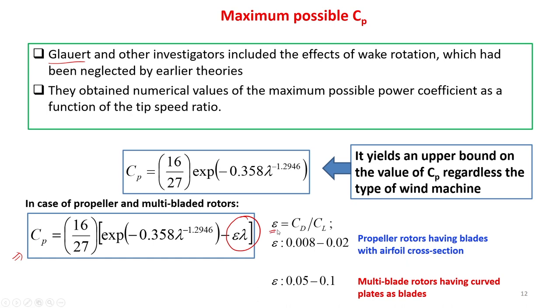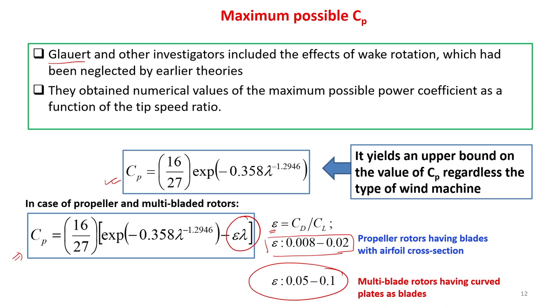So, what is this? This epsilon is the ratio of drag coefficient to the lift coefficient. That has been considered in the case of propeller and multi-bladed rotor, but this expression holds good for all kinds of wind turbines. If we are dealing with multi-bladed propeller rotors with airfoil cross sections, we can take values of epsilon from 0.008 to 0.02, and for multi-blade rotors having curved plates as blades, this value varies from 0.05 to 0.1.